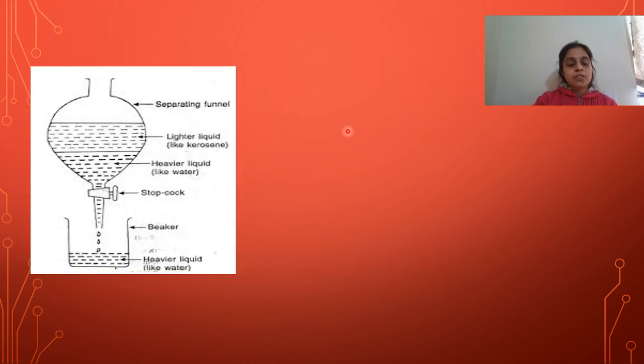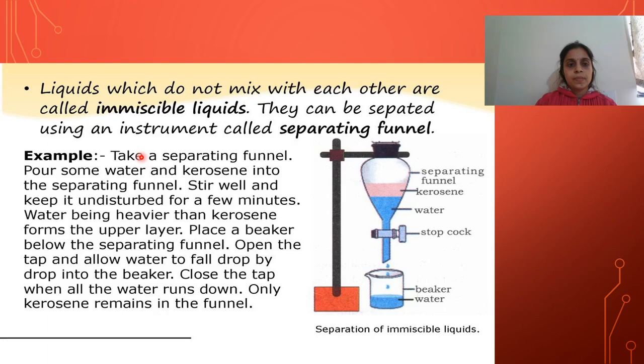So this is a separating funnel. When you add a mixture, you can see the lighter one will be floating and the heavier one will be at the bottom layer. So when you open the stopcock, the heavier liquid will run down and the lighter one remains in the separating funnel itself. So that's how you separate two immiscible liquids. The liquids which do not mix with each other are called immiscible liquids, and they are separated by a separating funnel.